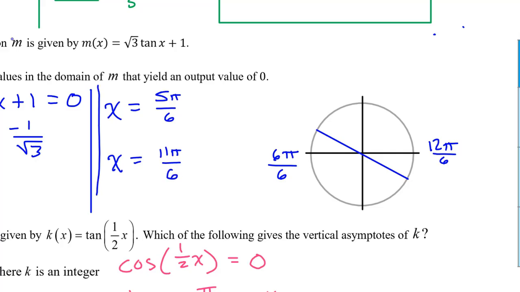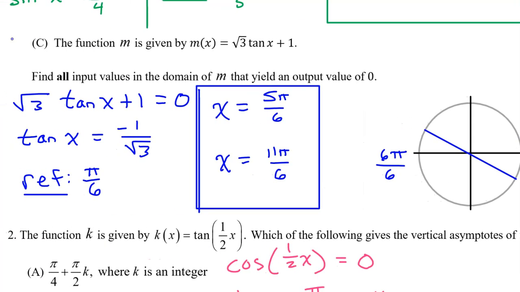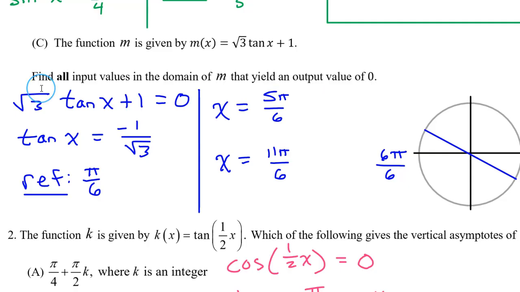And that's it. These are the 2 angles where the output value is 0. Be careful, do not do what I almost did. The domain was not limited to the interval from 0 to 2 pi. We are to find all input values in the domain of M.